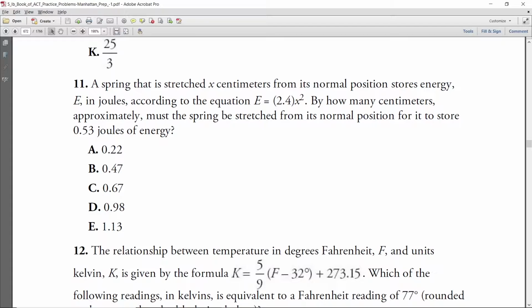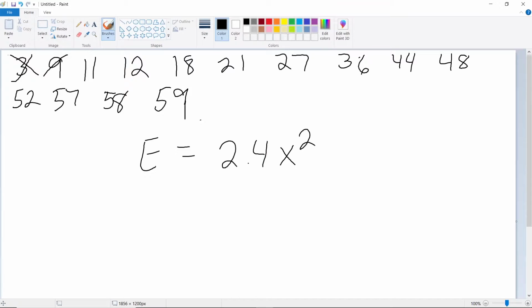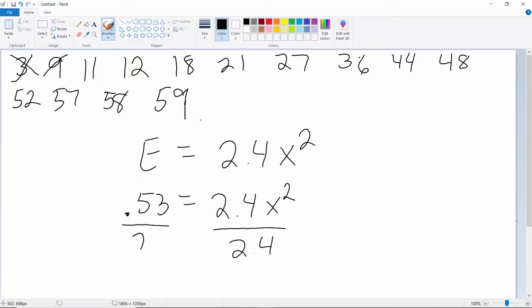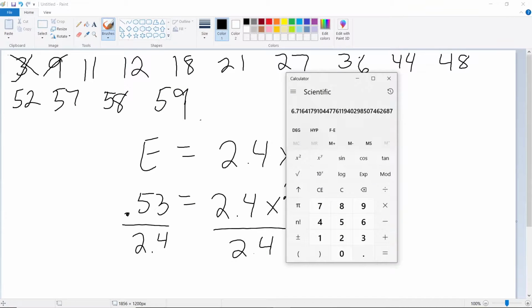All right, so remember, the stretch is x, and E, big E, equals a number of joules that it stores. So all we have to do is put in 0.53 for E, equals 2.4 times x squared. And then we divide both sides by 2.4. And what is 0.53 divided by 2.4?